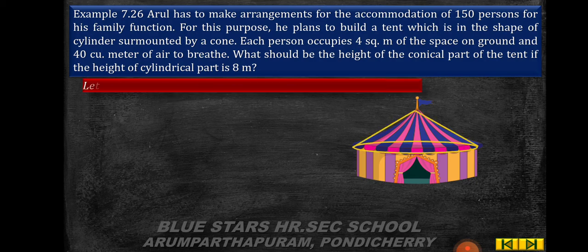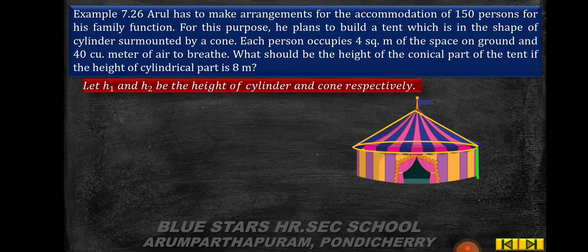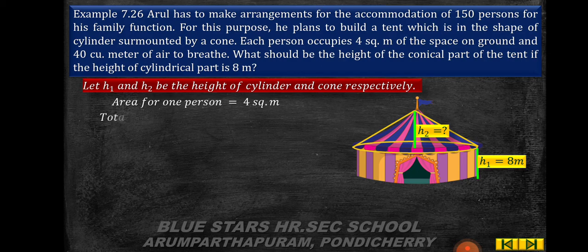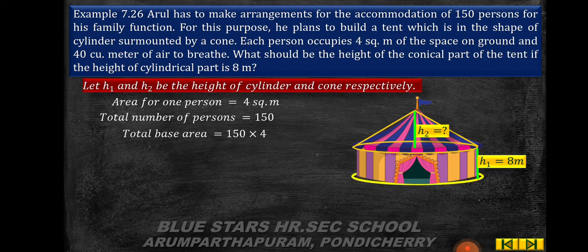So it is the shape of a cone. Let H1 and H2 be the height of the cylinder and cone respectively. So H1 is equal to 8 meter and H2 is equal to, we don't know. Therefore, area for one person is equal to 4 square meter. So total number of person is equal to 150. Then total base area is equal to 150 into 4. That is pi r square is equal to 600. That is the base area.